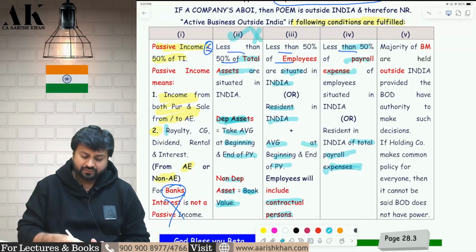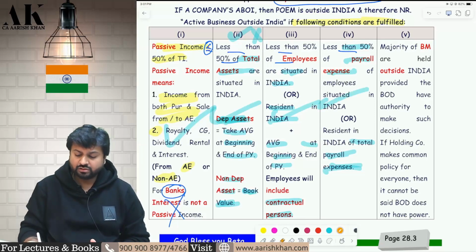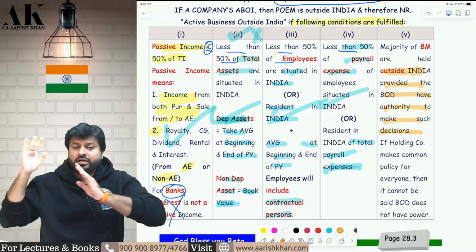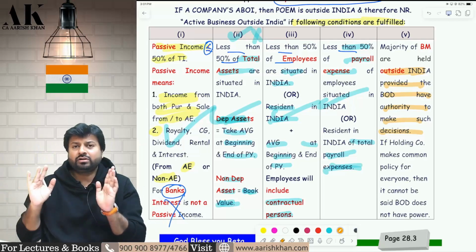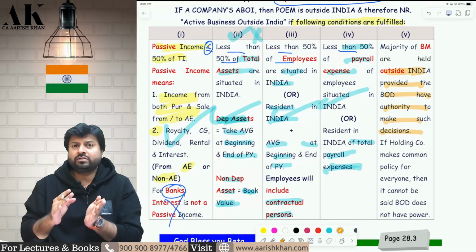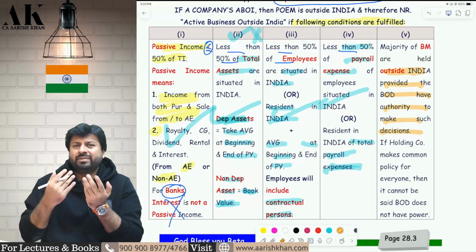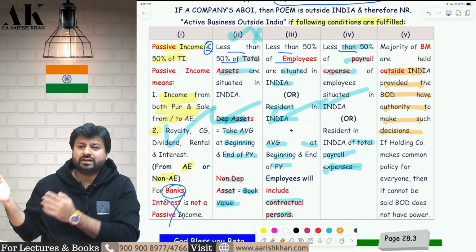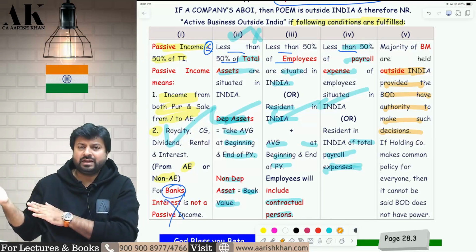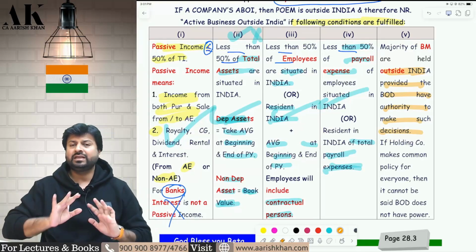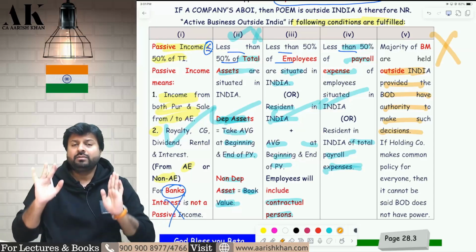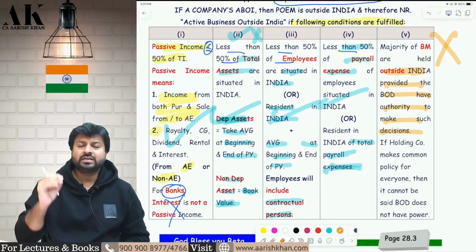Last but not least, if you fulfill these 4 conditions, one last condition you have to fulfill is majority of the board meetings should be held outside India, provided the board has the authority to make such decisions. Majority of the board meetings are held outside India. Out of 10, 6 board meetings should be held outside India. Out of 5, 3 board meetings at least should be held outside India. But the board should have the power to make decisions outside India. For example, if the board is keeping majority of board meetings outside India, but major decisions are taken from India only, then this condition is violated. So majority board meetings should be held outside India means the board should have the power to take that decision. Otherwise, it's of no use.